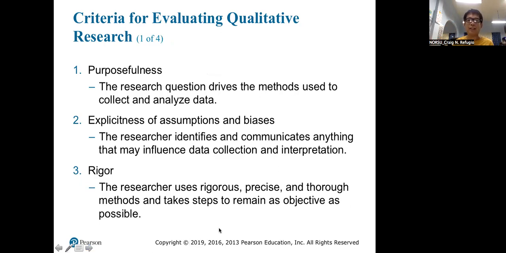The researcher identifies and communicates anything that may influence the data collection and interpretation. Then the rigor. The researcher uses rigorous, precise, and thorough methods and takes steps to remain as objective as possible. So, in all cases, whether it is in the quantitative design, the qualitative design, or the mixed research design, being objective as much as possible is always our guiding point.